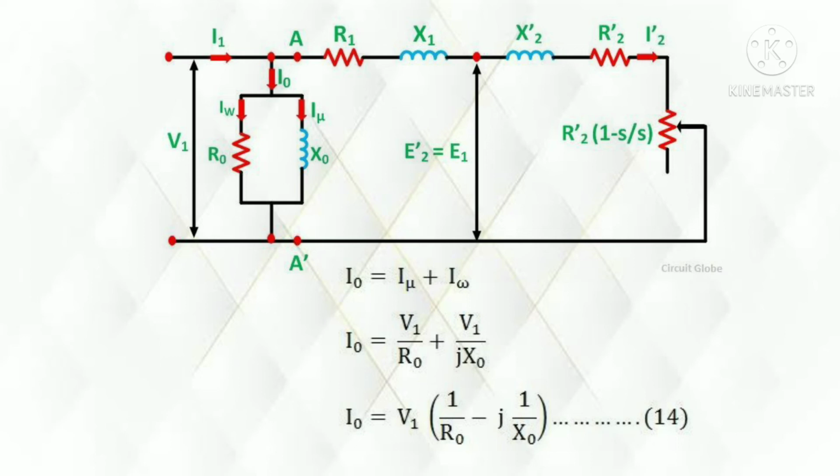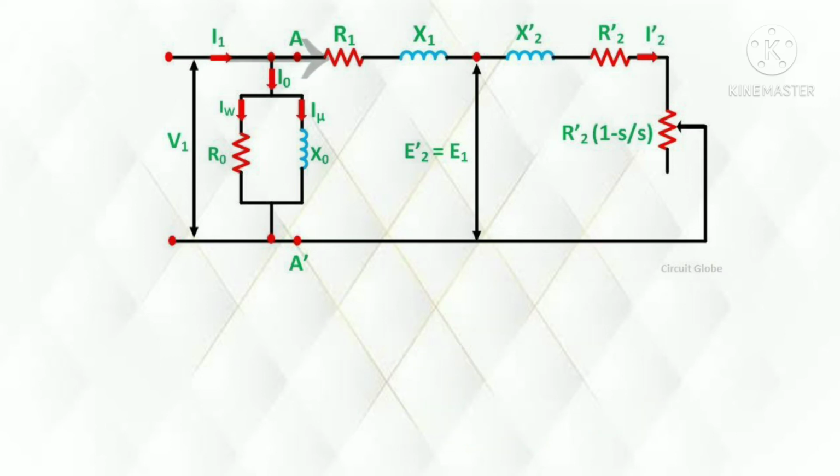The rotor circuit is drawing the current I2 dash, and the magnetizing components are drawing the no load current, that is I naught. These I2 dash and I naught both come from the stator equivalent circuit. That is why, according to Kirchhoff's current law, I2 dash plus I naught equals I1.